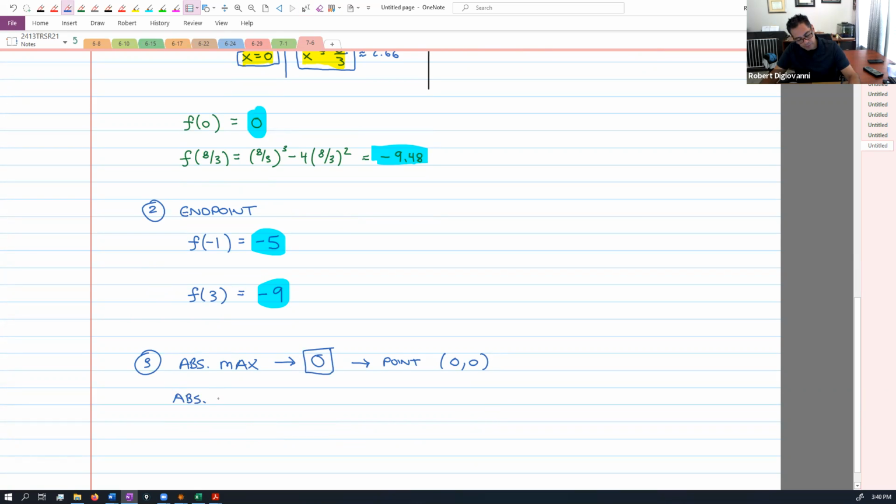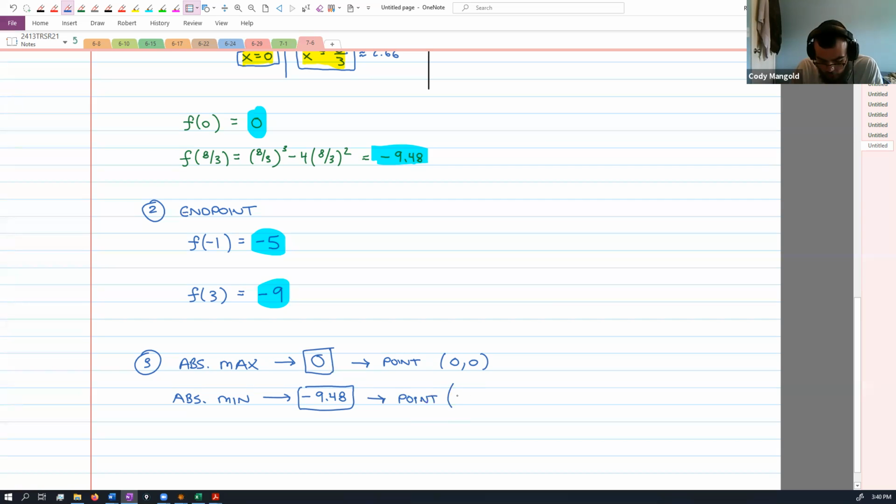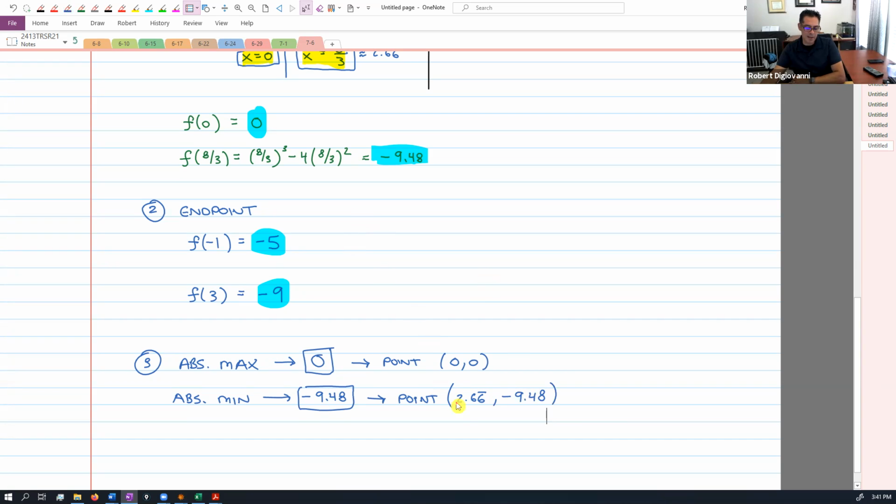Absolute minimum. What's the absolute minimum of this function? Approximately negative 9.48. Negative 9.48 is the absolute minimum. Now, written as a point, where does that happen? It's 8/3 and then comma negative 9.48, approximately. I'm going to write 8/3 as a decimal because I'm going to write this as a decimal anyway, but you could do 8/3, it's fine. And that's it, we're done.